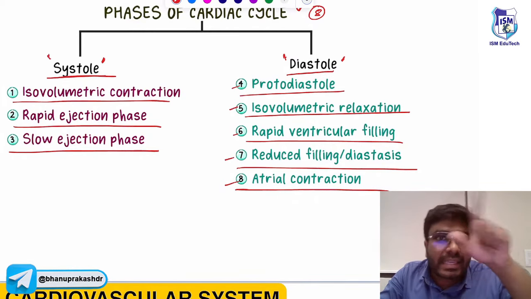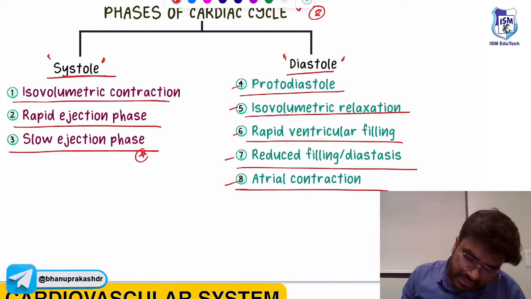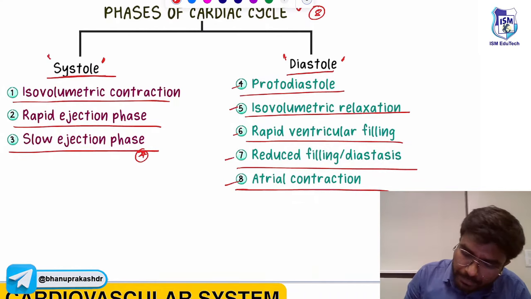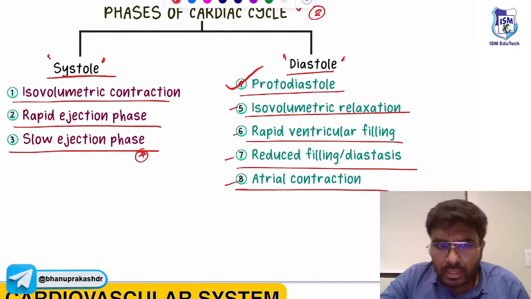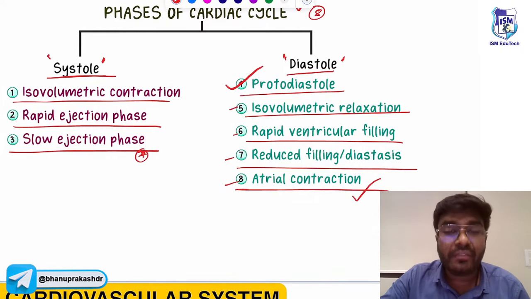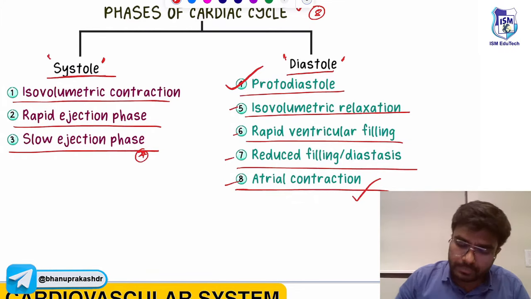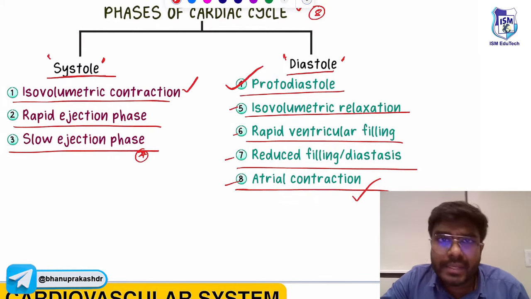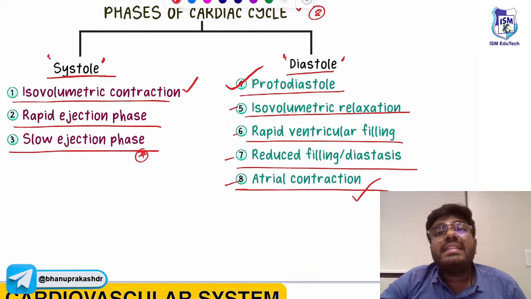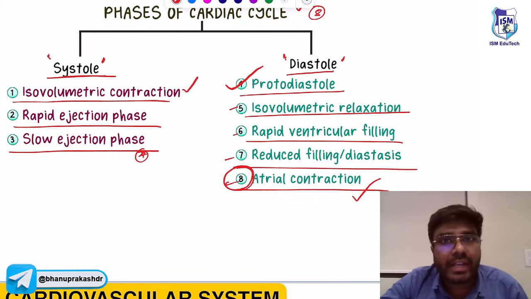It's a cardiac cycle, wherever you start. For example, if I start with the slow ejection phase, what is the next phase that's going to come? It's the protodiastole. If I start explaining with atrial contraction, what is the next stage that's going to begin? It's the isovolumetric contraction. So it's a cycle, sir. Remember that one thing. For easy understanding, I will start with this phase, atrial contraction.